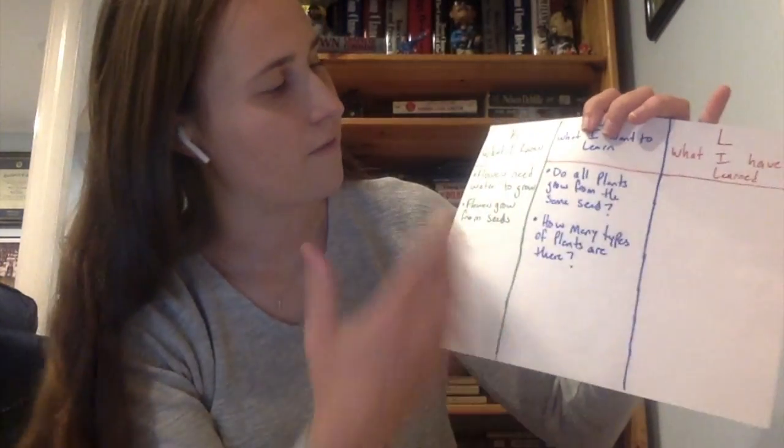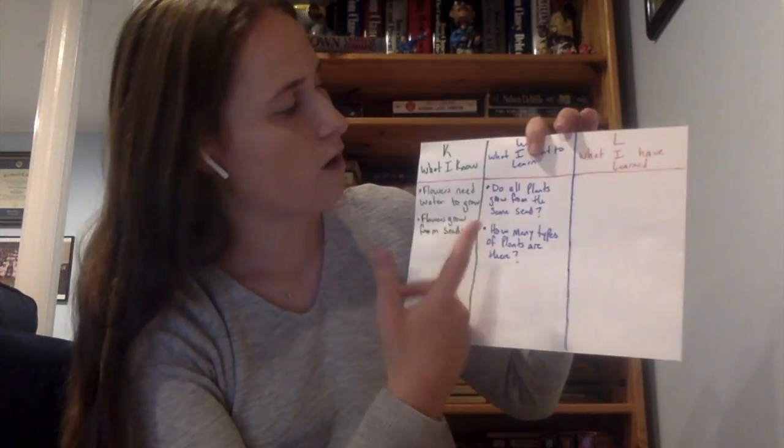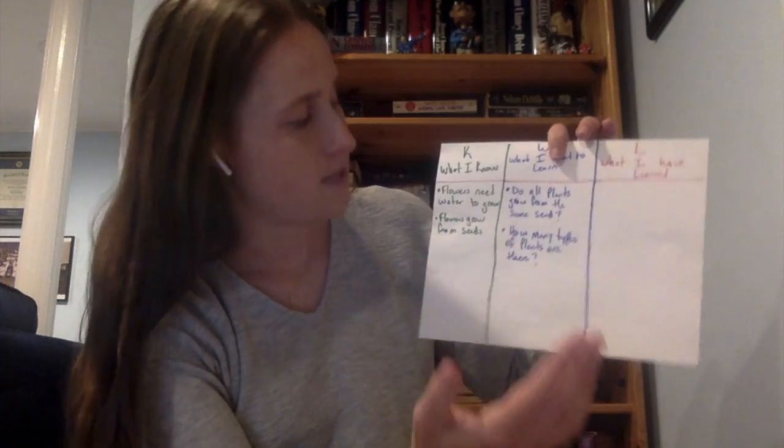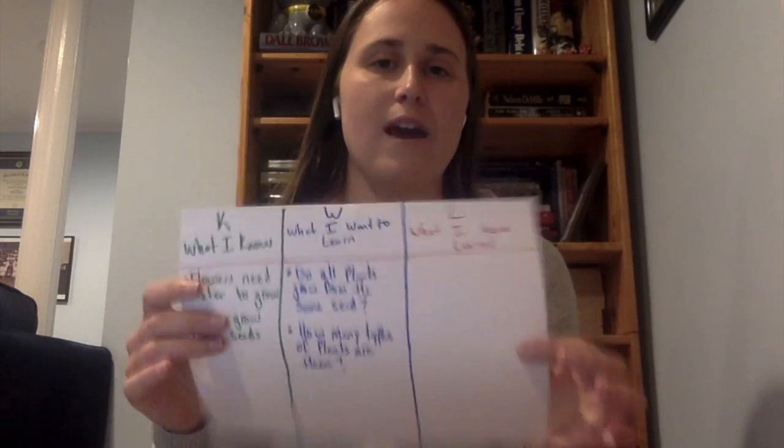Like, for example, I wrote about what I know is that flowers need water to grow and that flowers come from seeds. So if you want to write those down, you can. If you know some other things, totally write them down. You can write down as much as you want. And then for what I want to learn, I wrote down, do all plants grow from the same seed and how many types of plants are there? So we are going to leave the L section for the end because that's what we learned. So we're going to come back to this chart at the end and write down what we learned from this lesson.